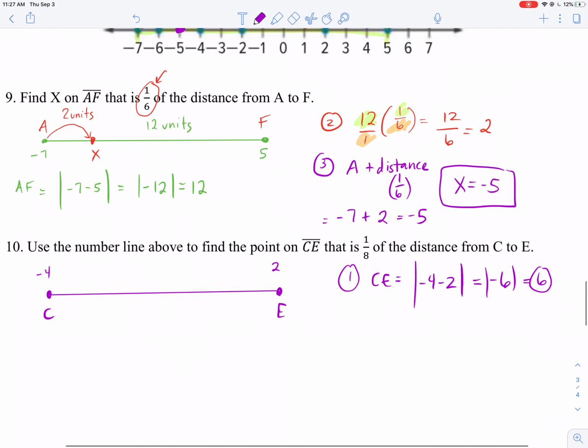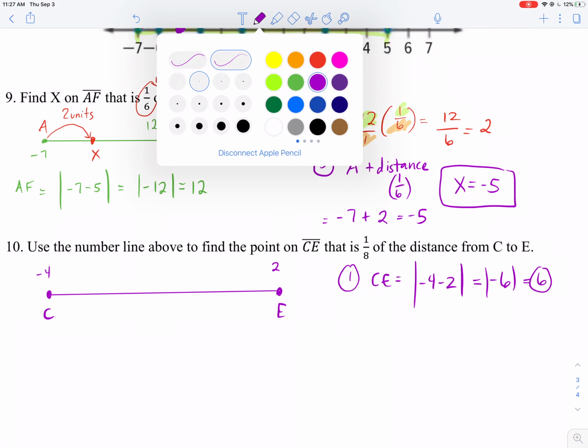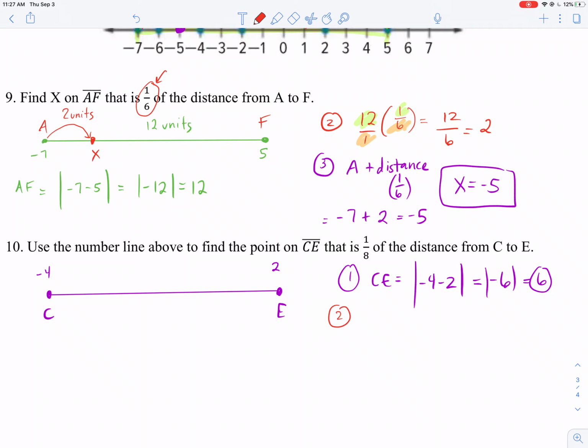I go to step 2. Step 2 is I'm going to take that distance, which was 6, and multiply it by my fraction, which is going to be 1/8. I'm going to end up with 6/8, which I can reduce to 3/4.